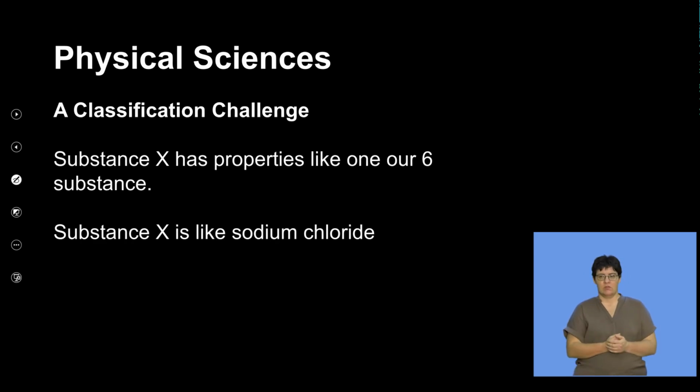Now, we're onto something here. Now, we are saying that substance X has the properties like one of the 6. Then we are saying that after eliminating 5 of the possible 6 options, we're left with only one option, which is sodium chloride. Then it simply means to us that X is indeed sodium chloride. But how exactly did we arrive at that?